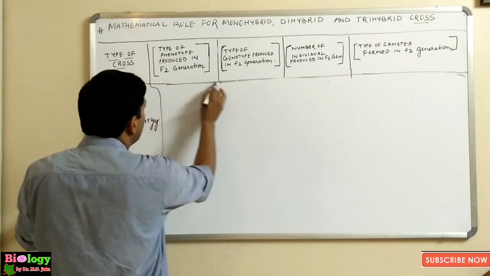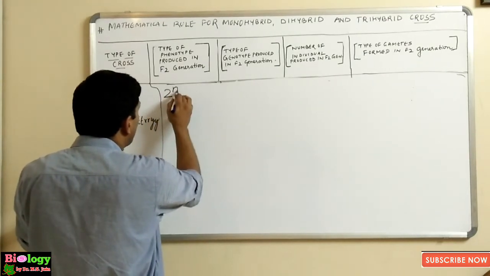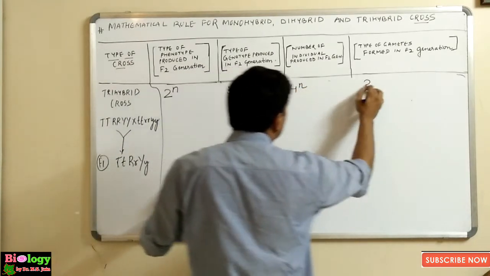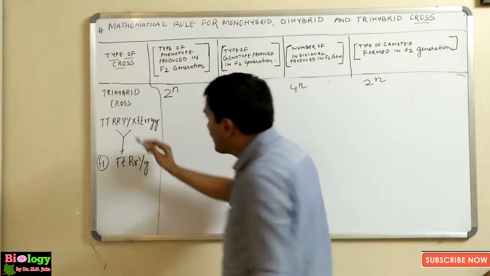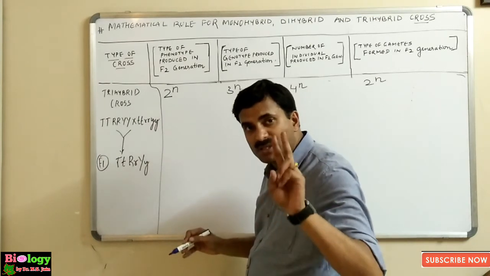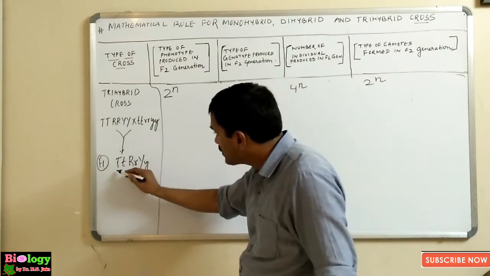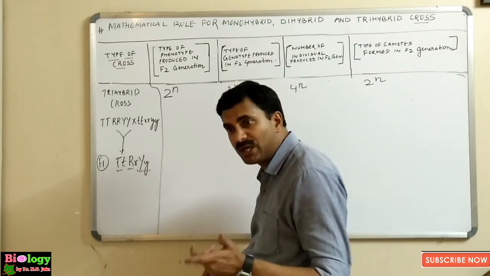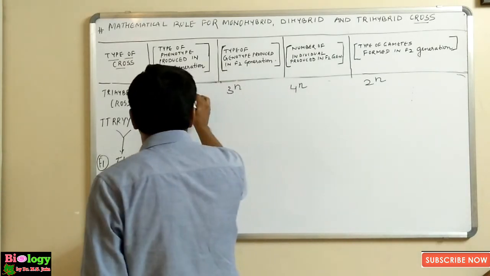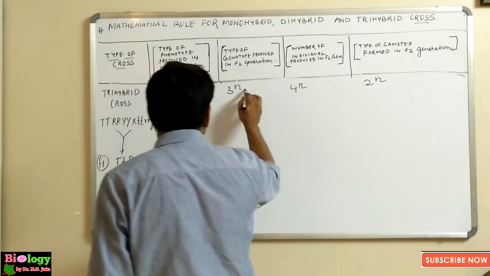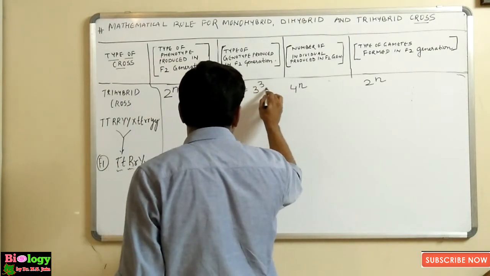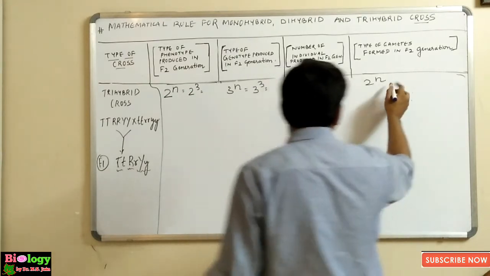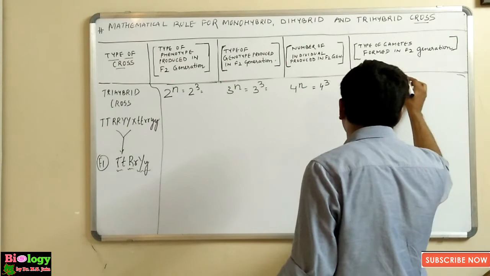So here again we will be using the mathematical expression 2 to the power of n, 3 to the power of n, 4 to the power of n, and 2 to the power of n. Now we are talking about the trihybrid cross. Tri means 3, so in a trihybrid cross 3 types of heterozygotes are produced. So I will be putting the power 3: 2 to the power of 3, 3 to the power of 3, 4 to the power of 3, and 2 to the power of 3.